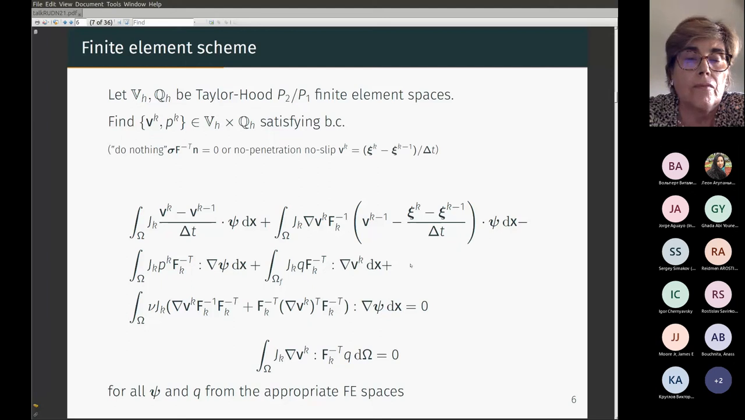We add the boundary conditions, which in this application correspond to no-slip boundary conditions, which means that the velocity at the non-penetrable boundary is equal to the velocity of the boundary of the wall and of the domain. And on a penetrable boundary, we assume a do-nothing condition, which means free inflow or outflow. And this is the finite element scheme.